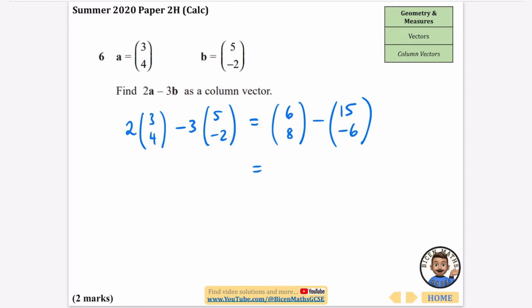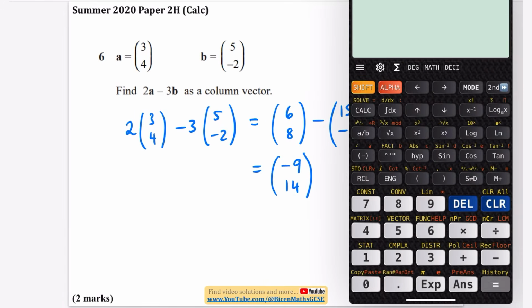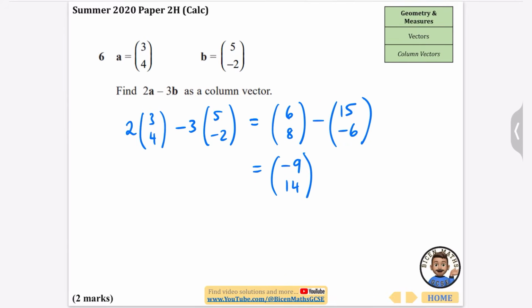Now what you need to do is 6 minus 15. 6 minus 15 is minus 9, and you can check it on the calculator. And then 8 minus minus 6, that's actually 8 plus 6, which is 14. But just to kind of prove that to you, if I do on my calculator very carefully, 8 minus minus 6, you do get 14. So we're looking for (minus 9, 14) for this one.